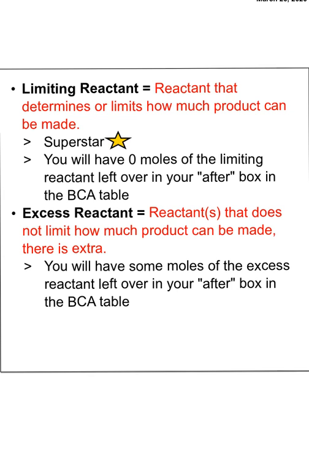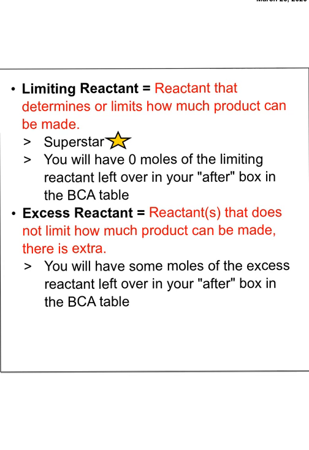So here's some vocab. The limiting reactant is the one that determines how much product we can make, meaning it runs out first. So I cannot make any more of my NH3 product because I ran out of hydrogen. You can't make NH3 without H, right? We call it the superstar, but one good quality of the limiting reactant to look out for is that you will always have 0 moles in the after box of the BCA table.